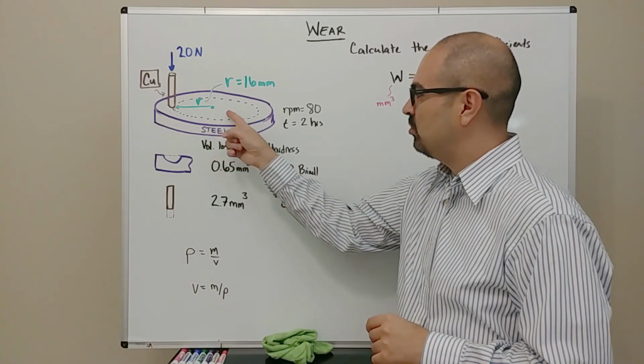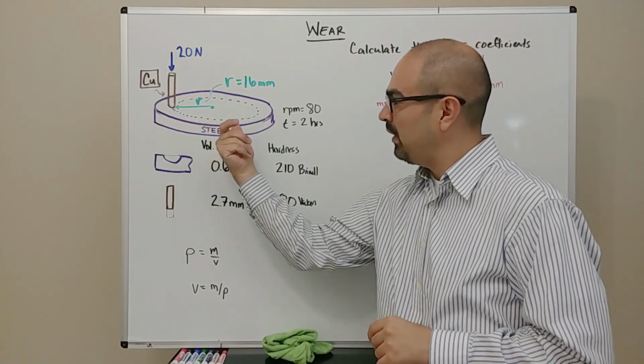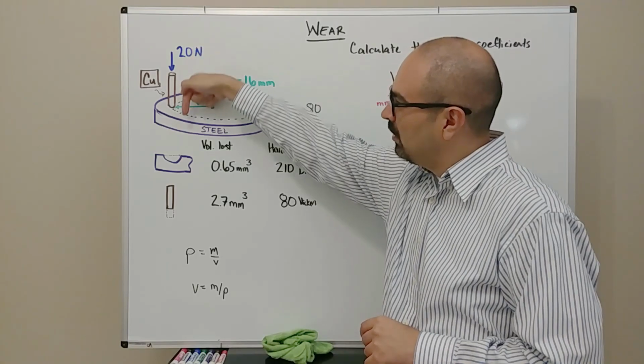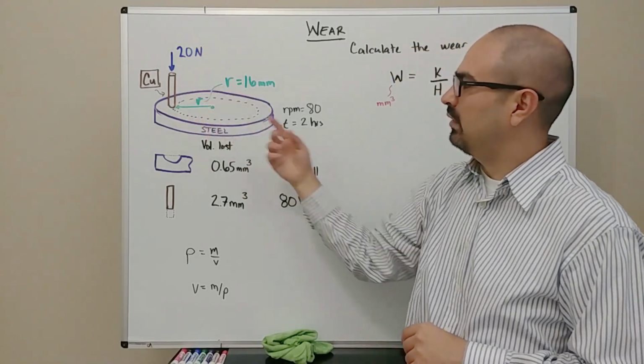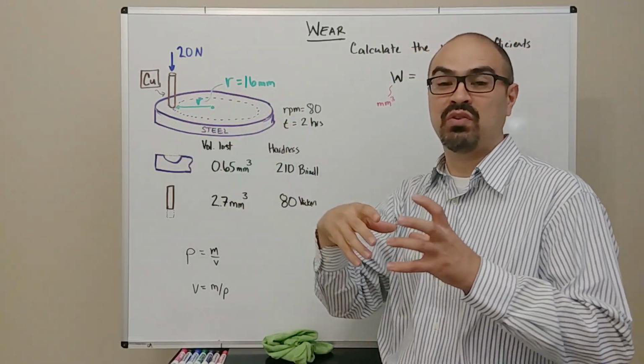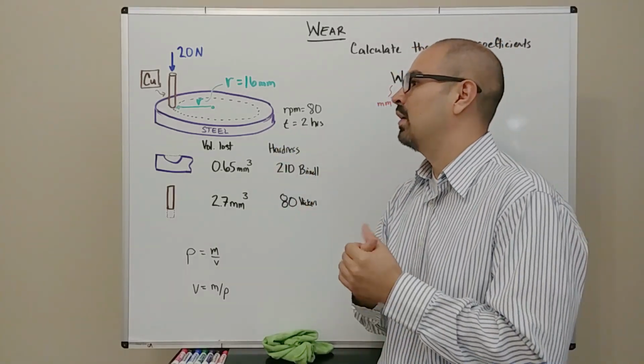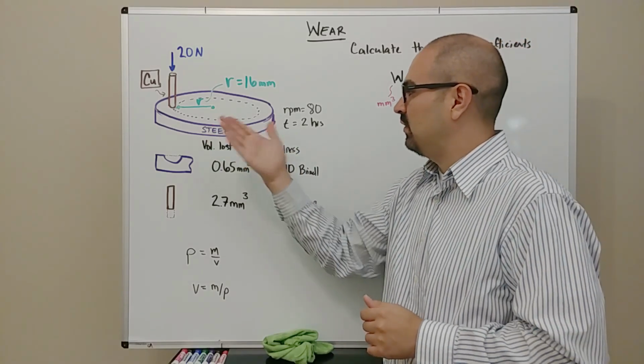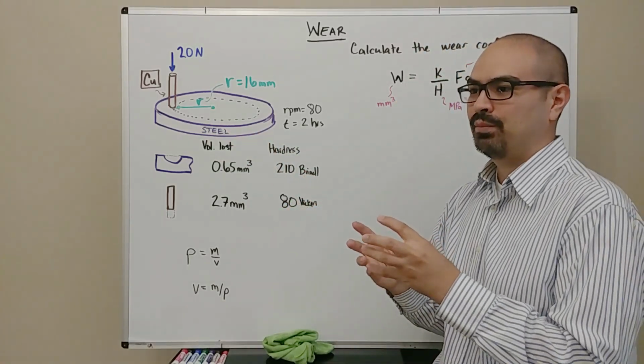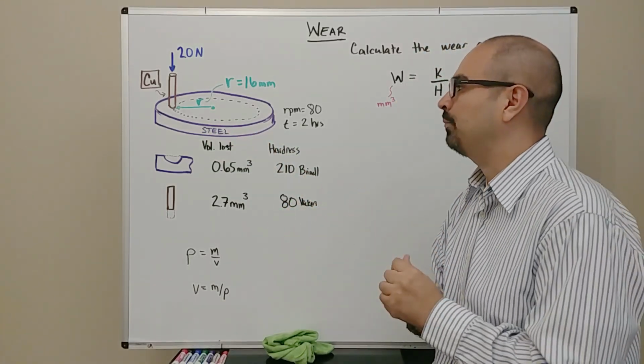So the setup is usually that you have a disc that is spinning, and then you'll have a pin to which we apply some force. The disc is going to spin for a certain amount of time at a certain revolution, and then when the test is done, we'll figure out how much of the material was worn away.